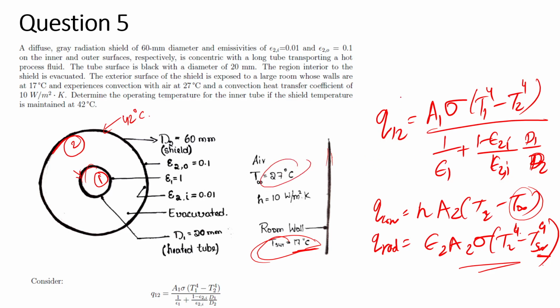So ultimately, this net heat exchange will be equal to Q convection plus Q radiation. So you can use this in order to find the overall heat exchange, that is basically Q12, that is what you can find. So let's see the solution for this.